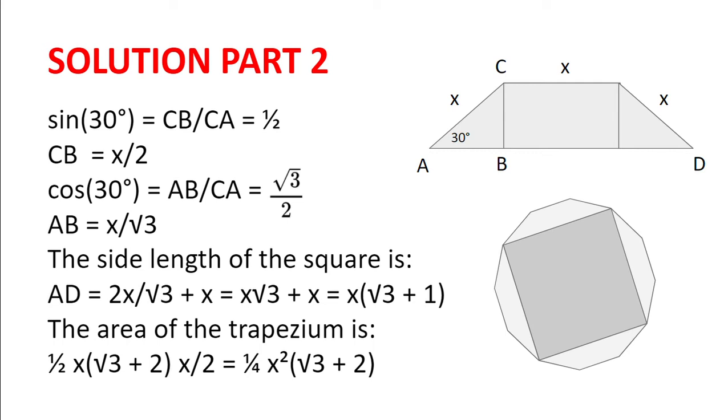Now the area of the trapezium is half of (A plus B) multiplied by the height, which is half x multiplied by (the square root of 3 plus 2) multiplied by x divided by 2, which is a quarter multiplied by x squared multiplied by (the square root of 3 plus 2).